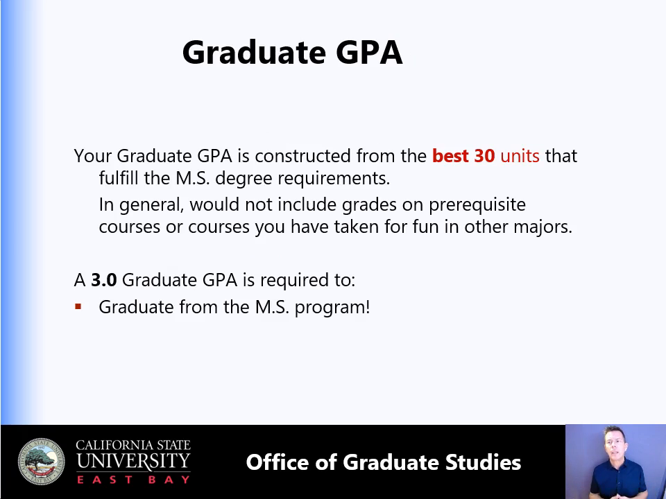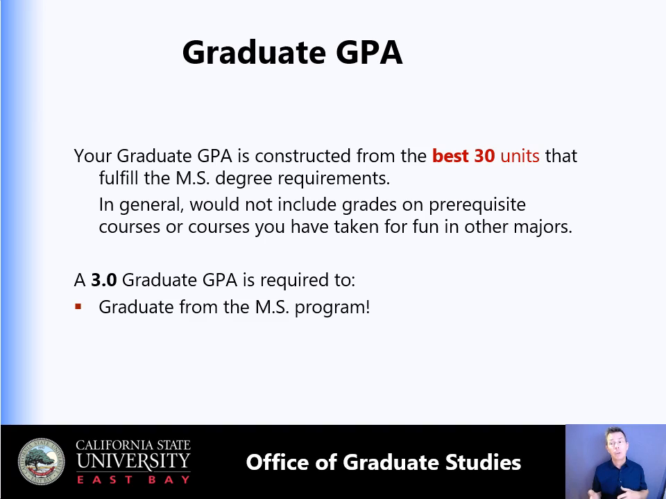There's one other GPA that usually you don't actually have to think about. It's called your graduate GPA. The graduate GPA is calculated in the same way as your cumulative GPA, but it only includes classes that you're actually applying towards the degree. So some students will come in and they have to take like 5 or 6 prerequisite classes or other kinds of classes like English classes and so on.